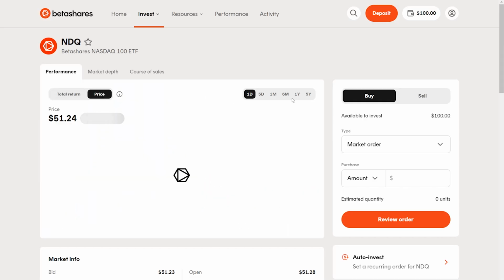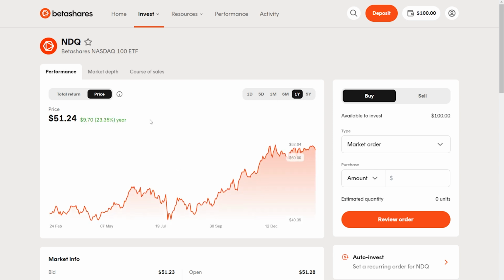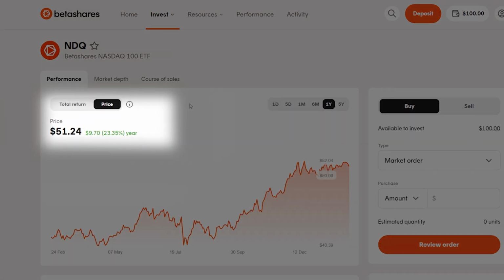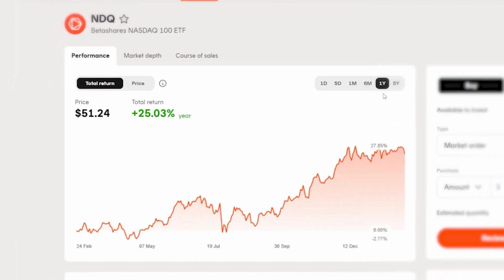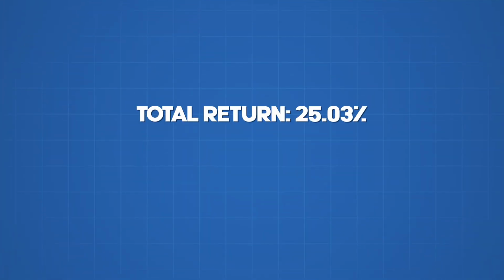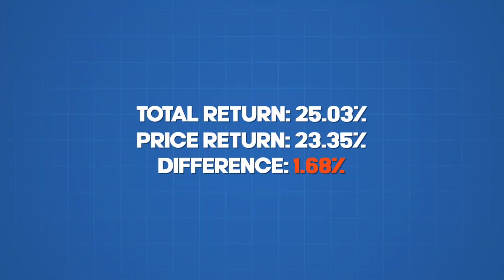We can also filter our returns by price as well. So we can see that for the same time period for 1 year return, the return has been 23.35% per year. Now, interestingly, what you'll find is the return here is 23%, but when we looked at the total return for this ETF, it was around 25%. So why is there a roughly 2% difference between the price return and the total return?